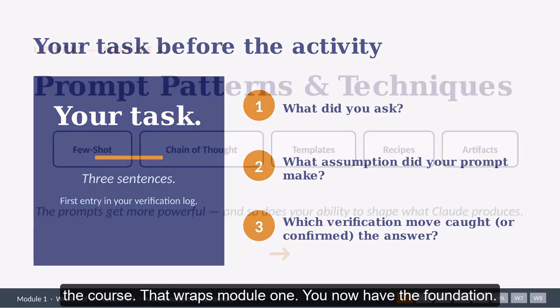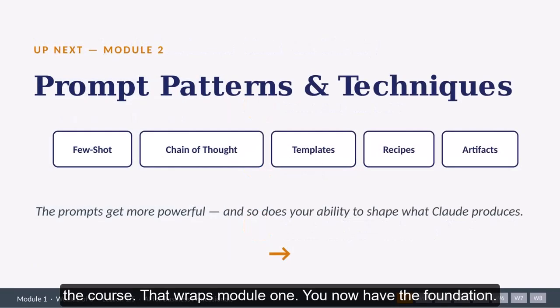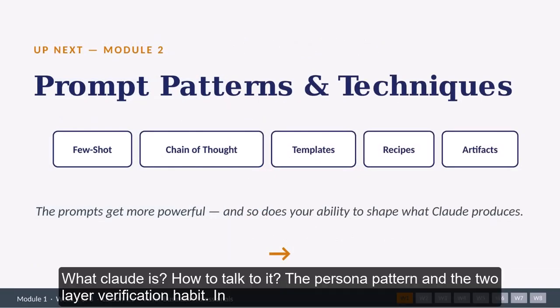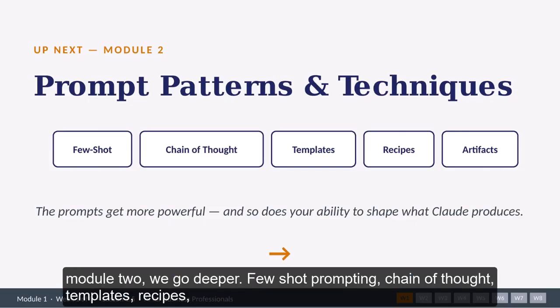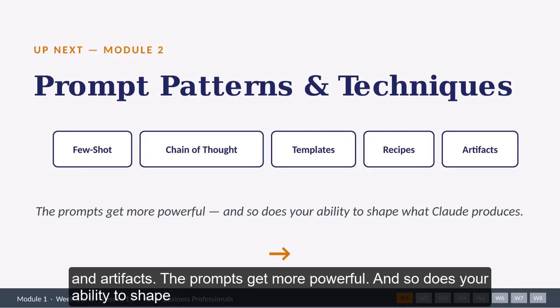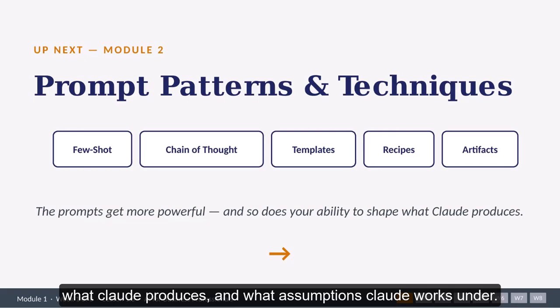That wraps Module 1. You now have the foundation: what Claude is, how to talk to it, the persona pattern, and the 2-layer verification habit. In Module 2, we go deeper. Few-shot prompting, chain of thought, templates, recipes, and artifacts. The prompts get more powerful, and so does your ability to shape what Claude produces and what assumptions Claude works under.